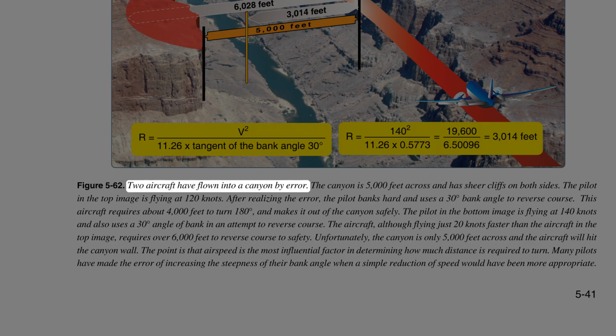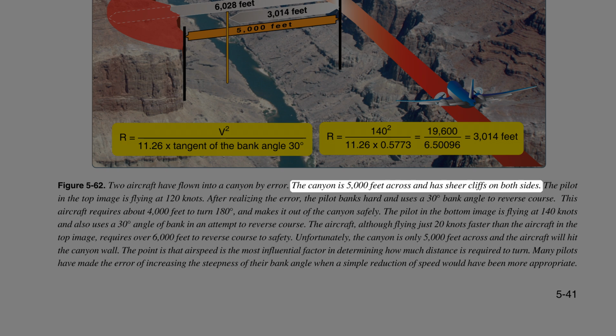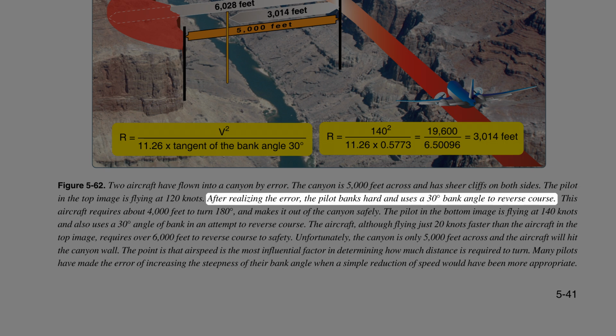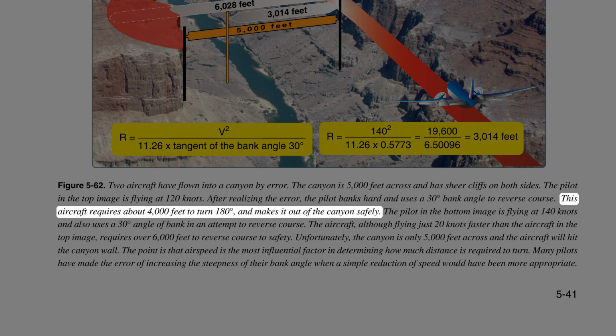2 aircraft have flown into a canyon by error. The canyon is 5,000 feet across and has sheer cliffs on both sides. The pilot in the top image is flying at 120 knots. After realizing the error, the pilot banks hard and uses a 30 degrees bank angle to reverse course. This aircraft requires about 4,000 feet to turn 180 degrees, and makes it out of the canyon safely.